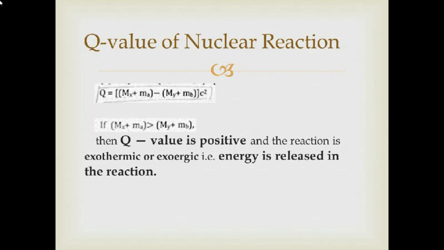It can be a neutron, proton, deuteron, alpha particle or gamma photon. Y is the product nucleus and small b is the emergent particle. And c is the velocity of light, that is 3 into 10 to the power 8 meter per second.